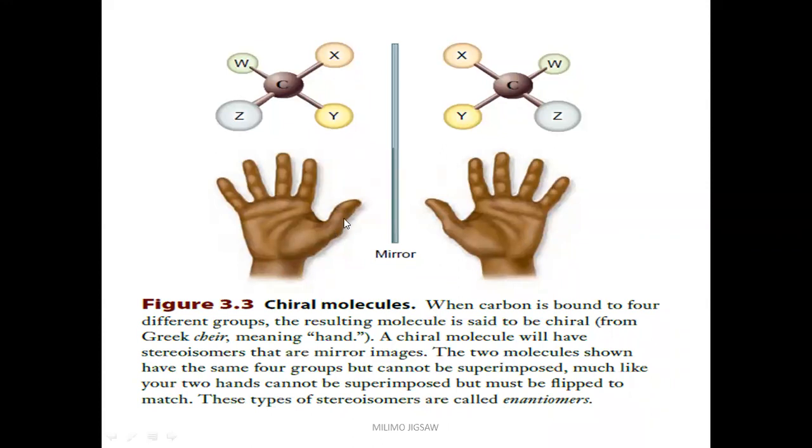You find that when a carbon is bonded to 4 different groups, the molecule that is formed is what is called a chiral molecule. A chiral molecule has stereoisomers that are mirror images. When you look at that image, those 2 molecules have the same 4 groups, but they cannot be superimposed on each other. Just like our hands, we cannot superimpose them. For them to be superimposed, we would need to flip them. So these are what we call the enantiomers.